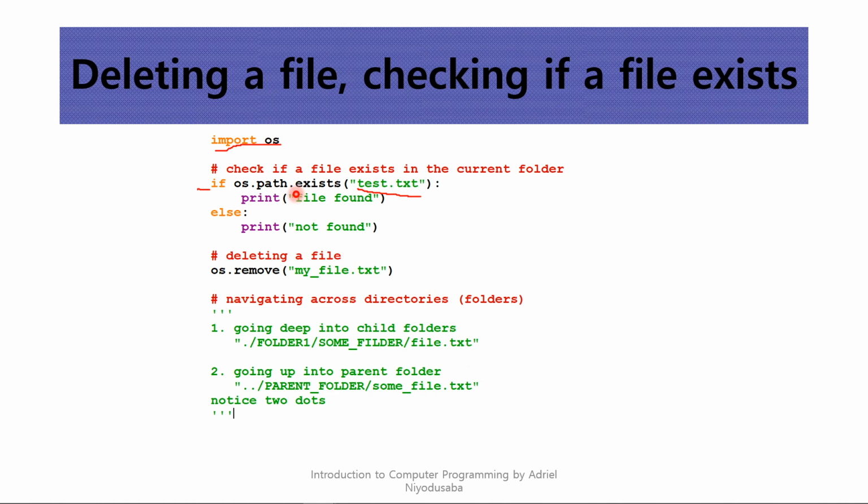If the file exists, this line will return true, and we can print something like, okay, file found. If it doesn't exist, then we return file not found.